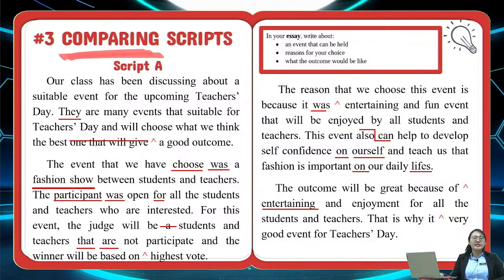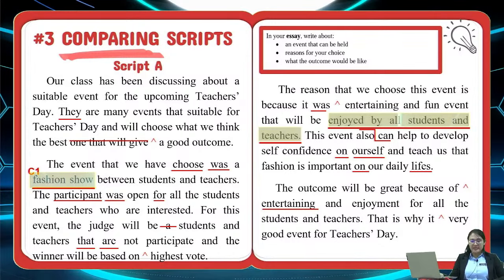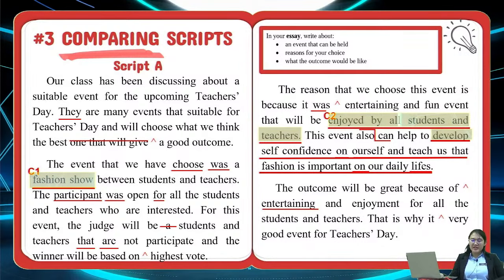Okay, let's look at the C for the content. See if all the three tasks has been answered or not. Okay, first one, an event that can be held. So the student suggested a fashion show, C1, okay, it's there. The reason for the choice, because he thinks that it's enjoyable for the students and the teachers. That's his first reason. Let's see. There's another reason stated.